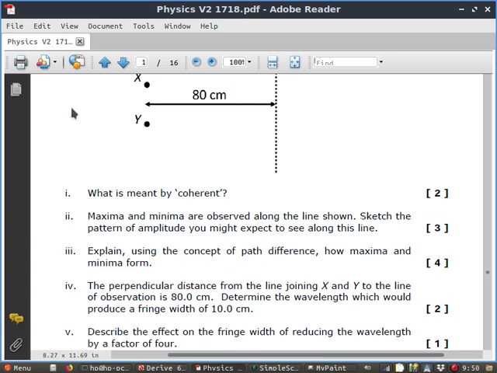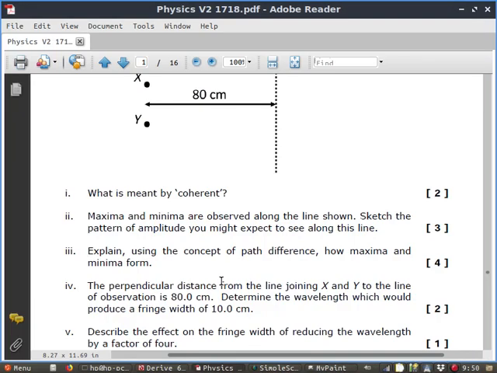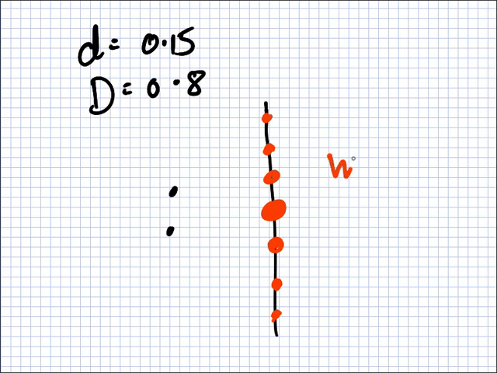Sketch the pattern. Okay, so you know what this looks like. You'll get one bright spot here, then less bright, less bright, less bright. Something like this. Right, this one's a little bit harder. Explain why you get this.